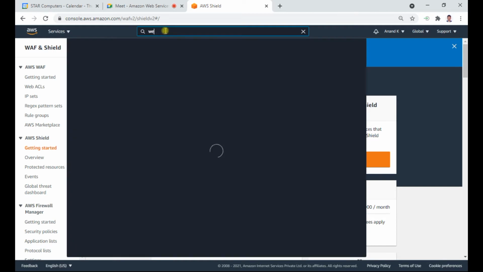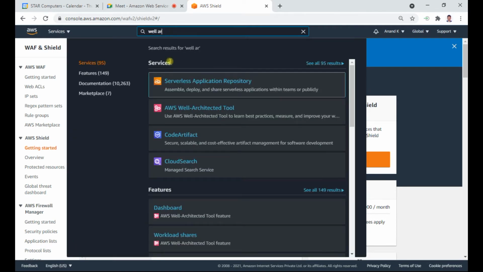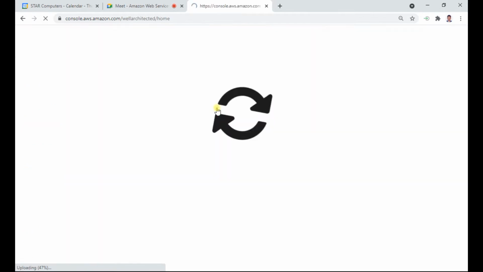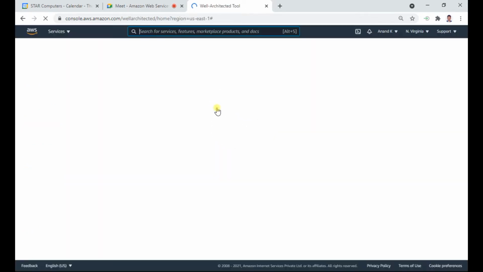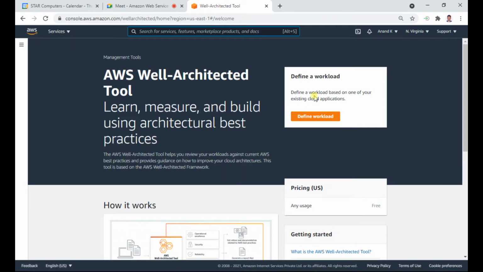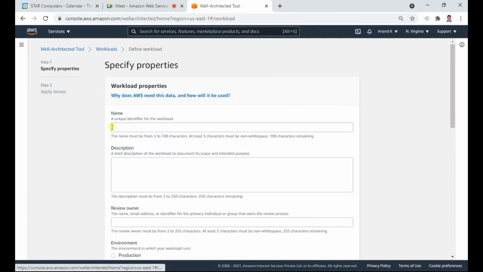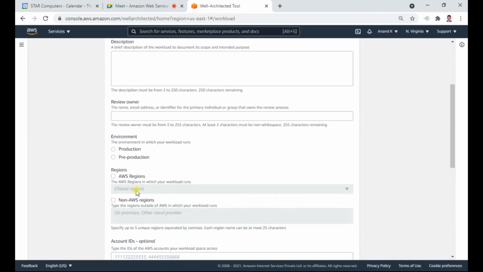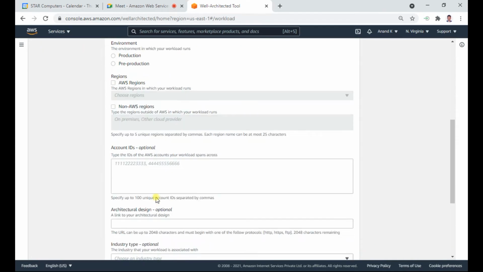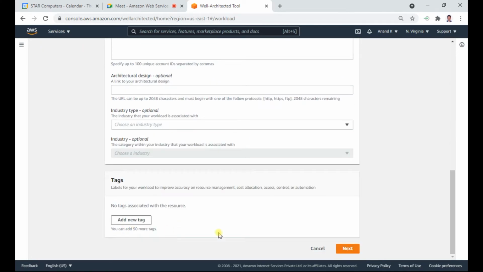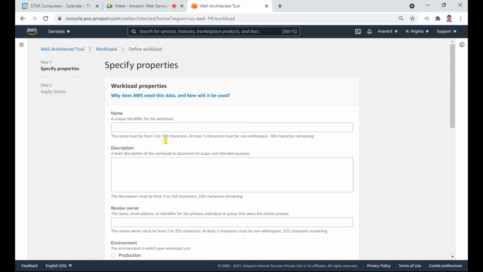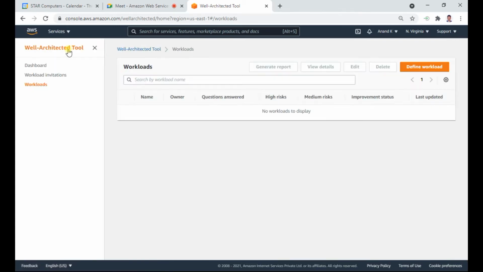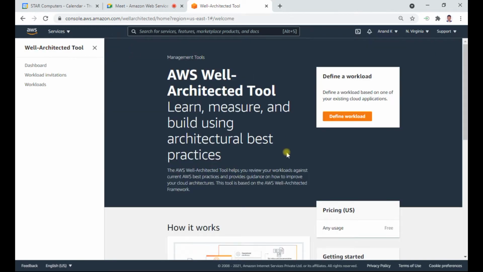You can search for the Well-Architected Tool. Here you need to define your own resources and bring out all the things. It will do only a kind of analysis. You define a workload, with a description, whether review, production or pre-production, the regions, etc. And then you can say next, apply the lenses. So, you need to define the workload first in the Well-Architected Tool.